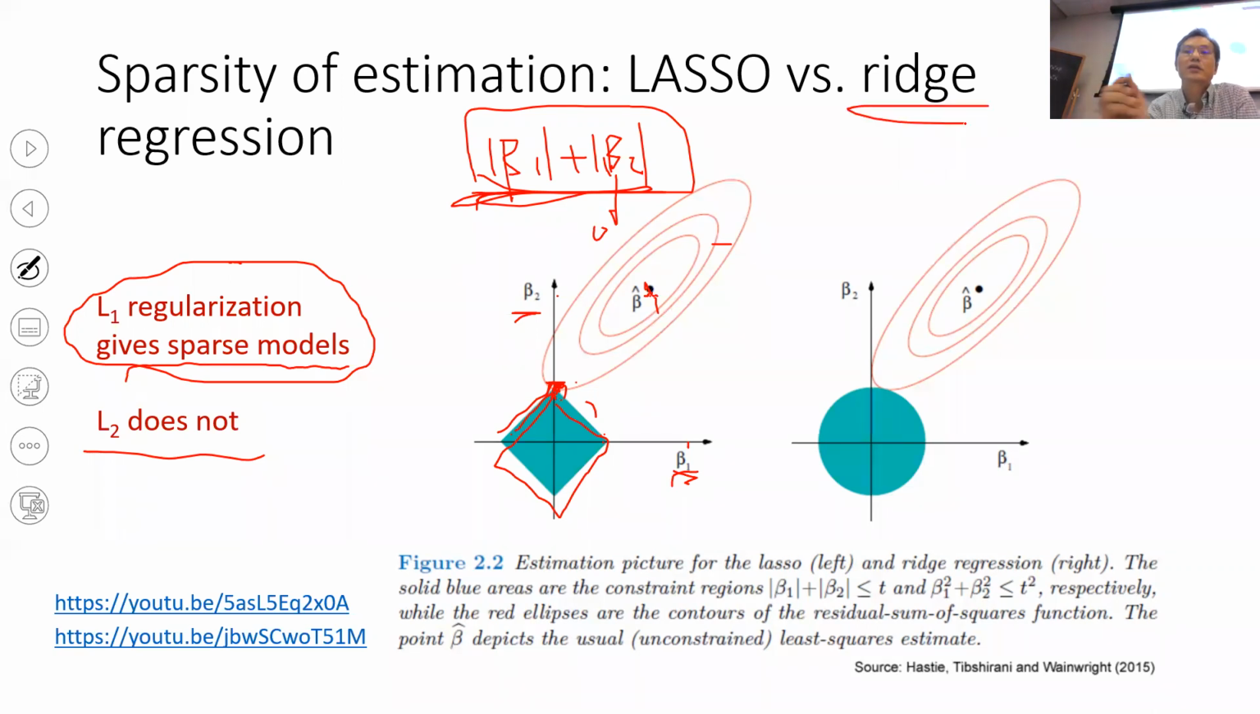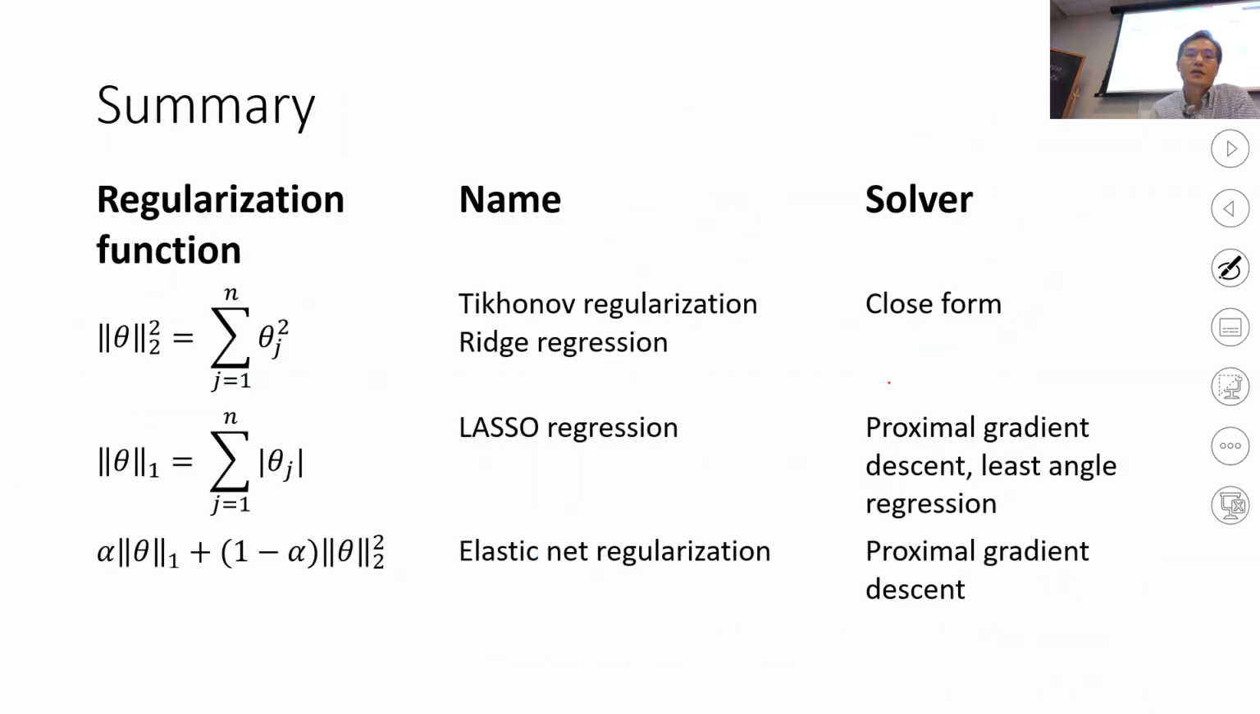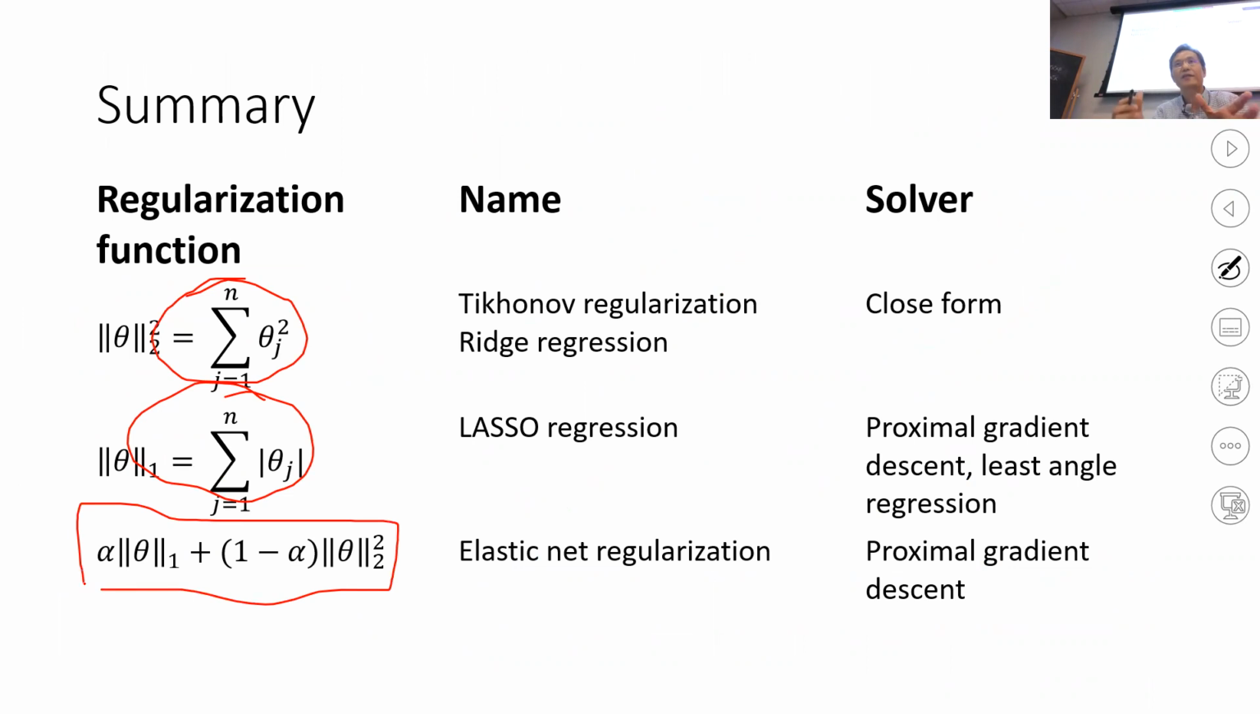Well, ridge regression uses this unit circle, and the touching point cannot guarantee that one of the parameters becomes 0. So we still have some values in there. You can also combine both L1 and L2 together to make a combined loss function. This loss function includes both L1 and L2 norms, which means you use ridge regression plus lasso at the same time. This is called elastic net regression.